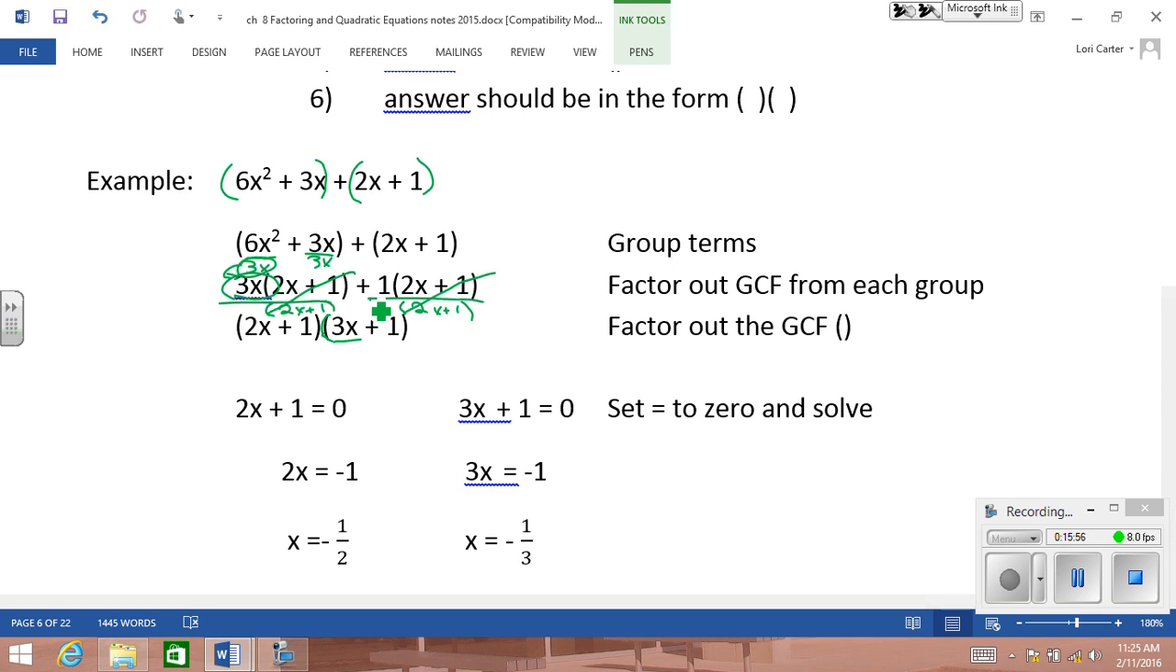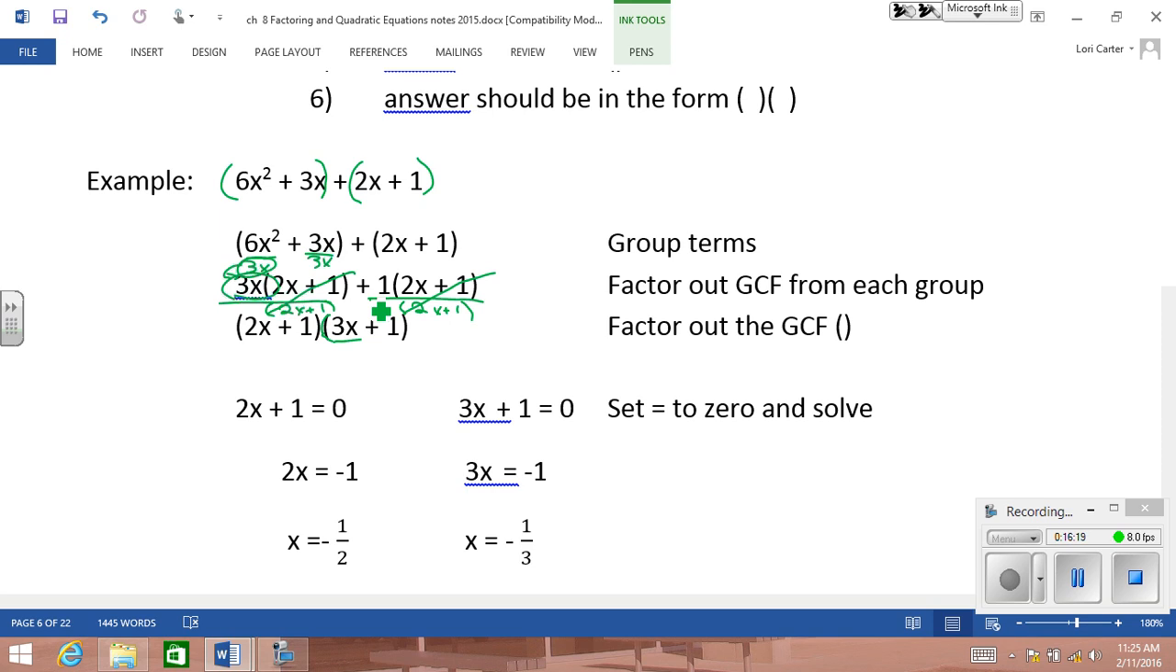Wait, could it ever be like 4x plus 1 and 2x plus 1? It could be anything. So they don't have to be the same? If those two are different, you don't know if that factors in that. Can you repeat that last part?